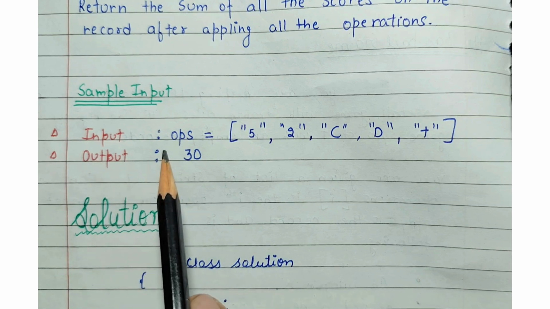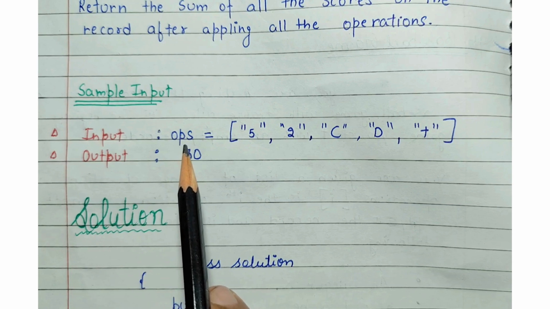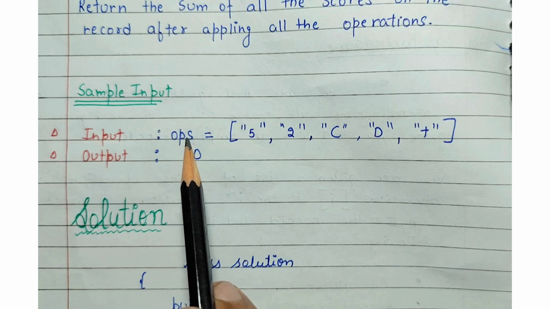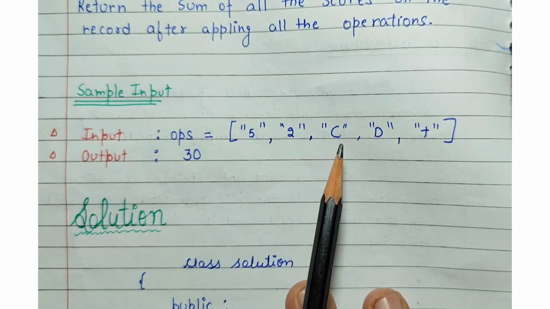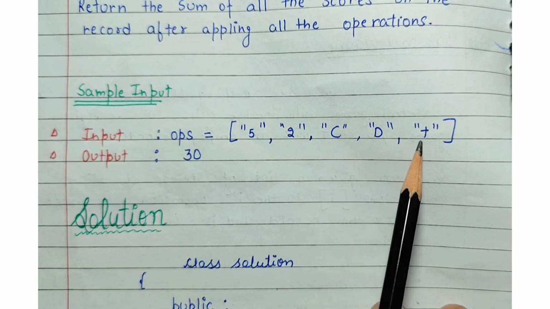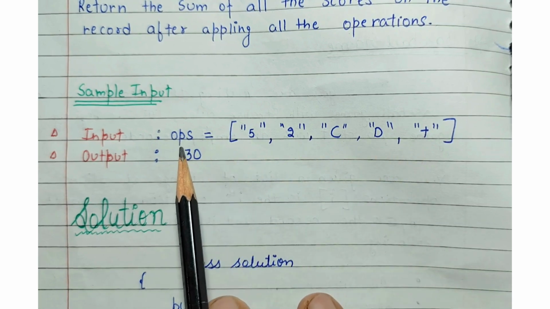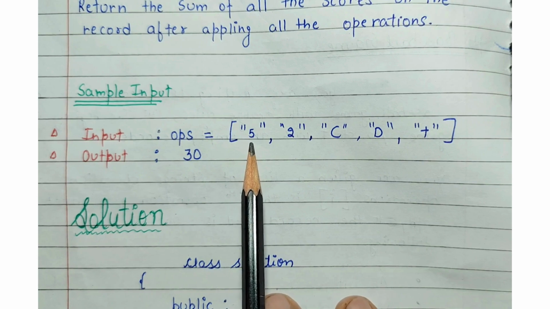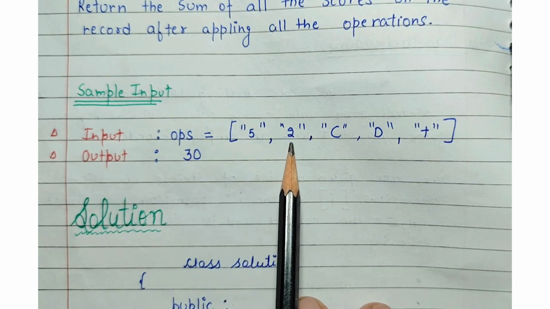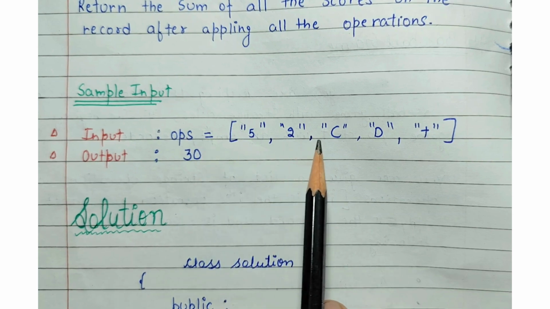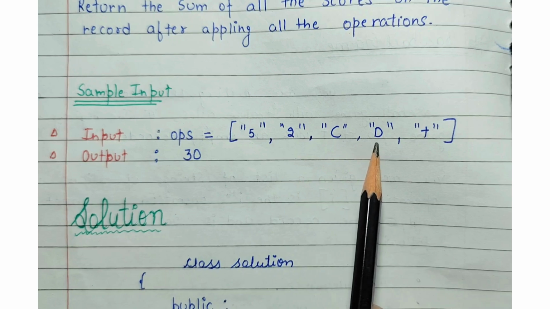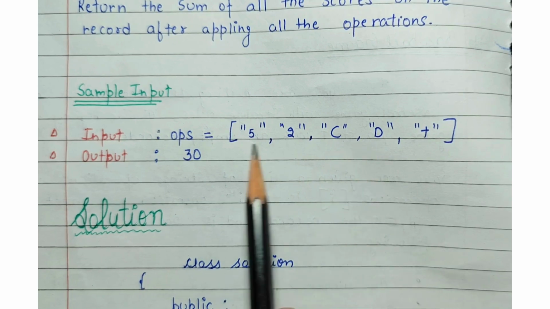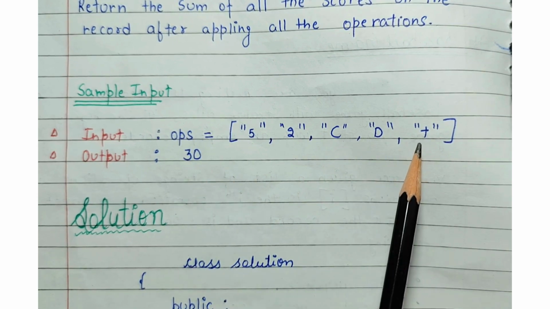So the sample input is ops. Ops is an array of strings, and here we have different characters in this array. Ops of 0 has the value 5. Ops of 1 has the value 2. Ops of 2 has the character C. Ops of 3 has the character D, and ops of 4 has the plus character.